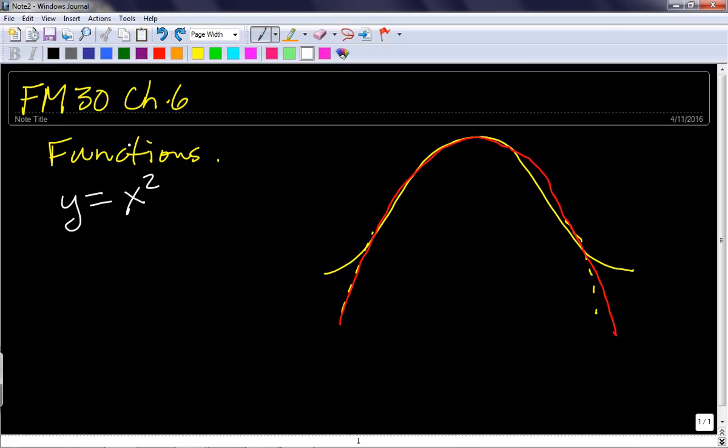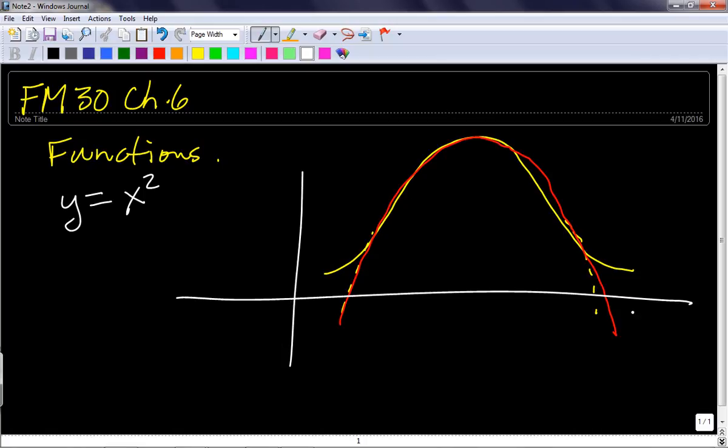Okay? Good so far? All right. A function, okay, if we're talking about a function, that means that we can graph this with the x variable and the y variable. For every x variable, there is only one y variable. That's the definition of a function, actually.